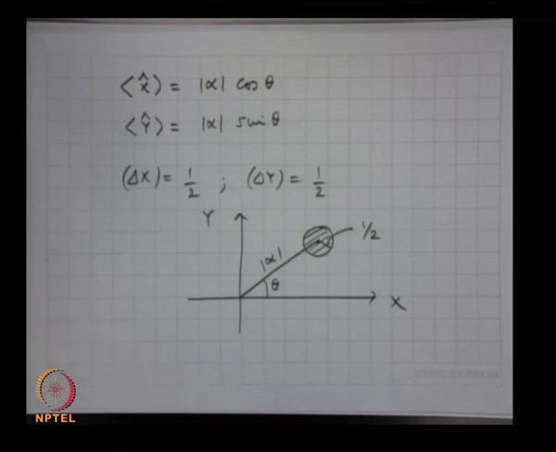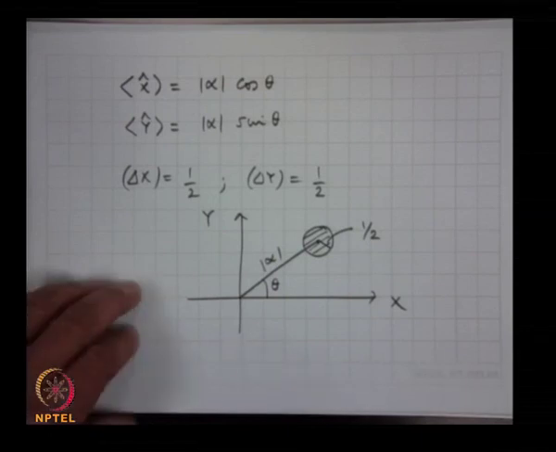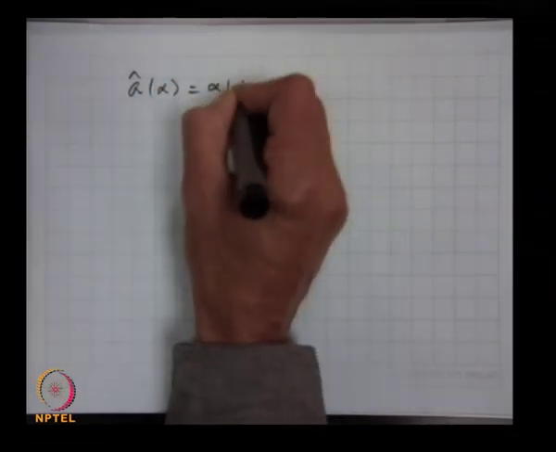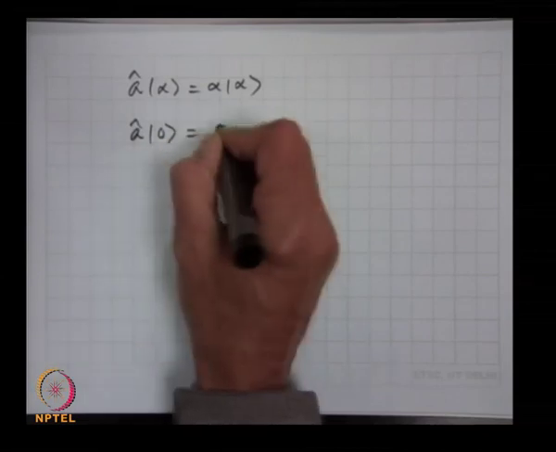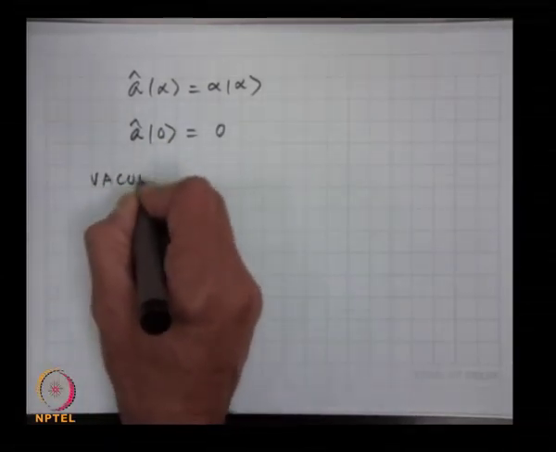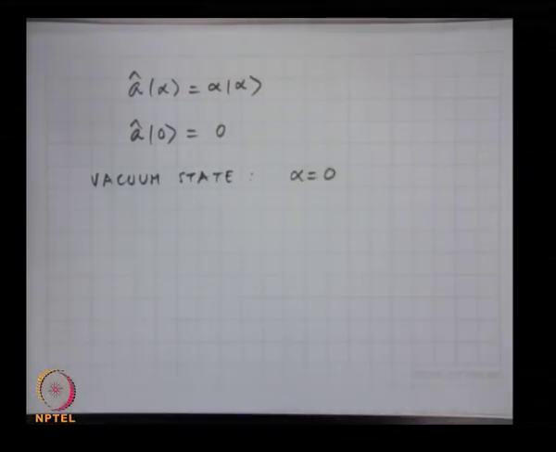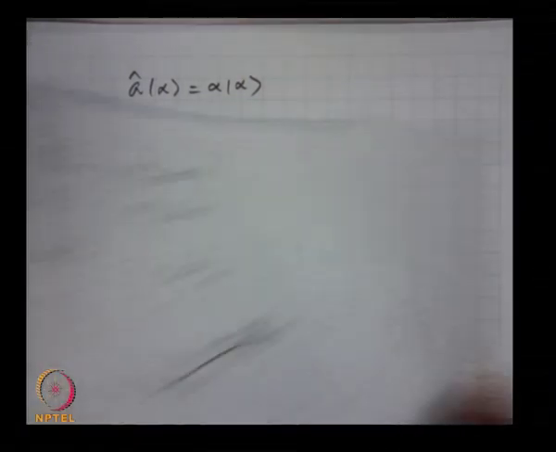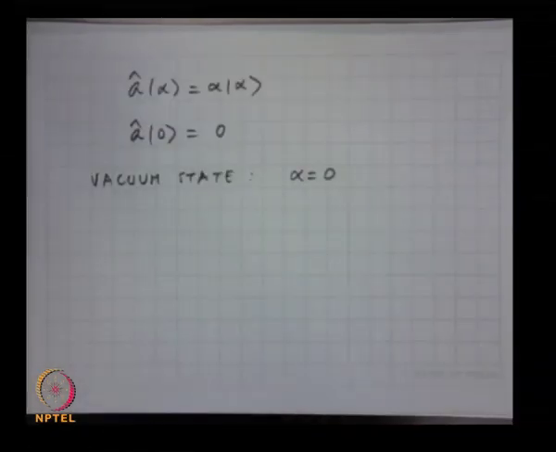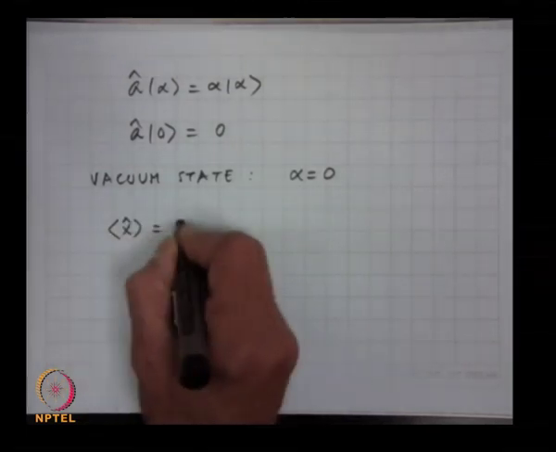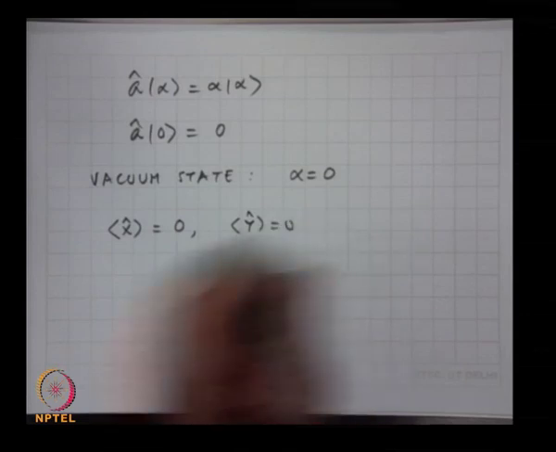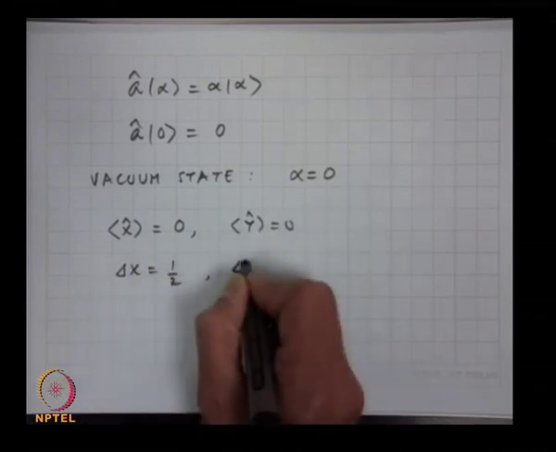So, if you look at a state which happens to be the vacuum state, please note that in the coherent state we have this equation, and a vacuum state is defined by, so vacuum state corresponds to alpha equal to 0. So, I can use this expression that we have got to obtain the parameters of the vacuum state, and I get for a vacuum state x average is equal to 0, y average is equal to 0, delta x is equal to half, and delta y is equal to half.